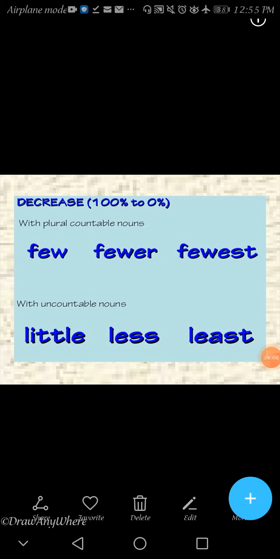Look at this chart. It summarizes the rule. As you see here, we use few, fewer, fewest with plural countable nouns, مع الأسماء الcountable. With uncountable nouns, little, less, the least. So I hope you will study the worksheet carefully, then try to answer the other questions.